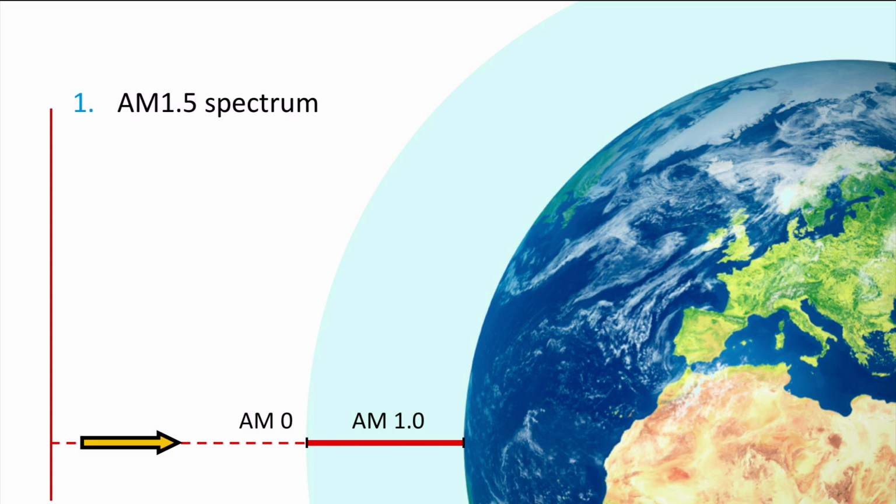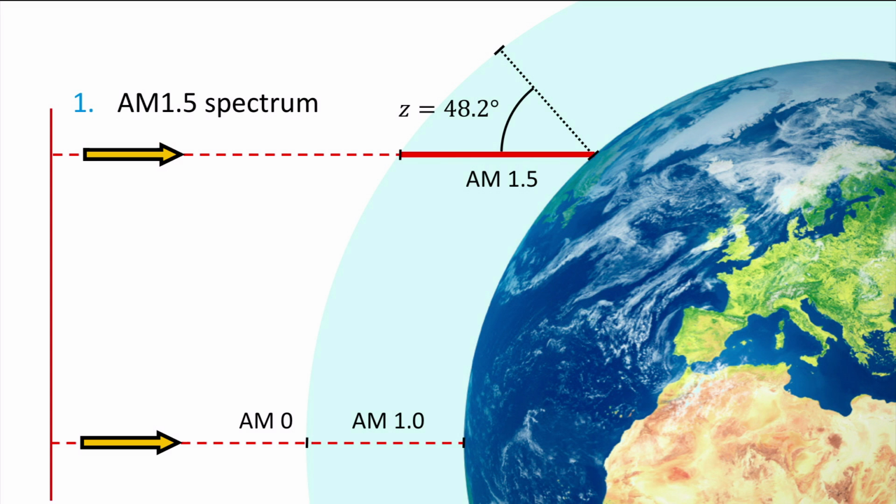This spectrum is observed in areas around the equator. However, most of the world's populated areas lie at higher latitudes, and the AM1 spectrum would not truly represent the average irradiation over a year. It therefore has been decided in the 1970s to adopt the AM1.5 spectrum for testing terrestrial solar modules.